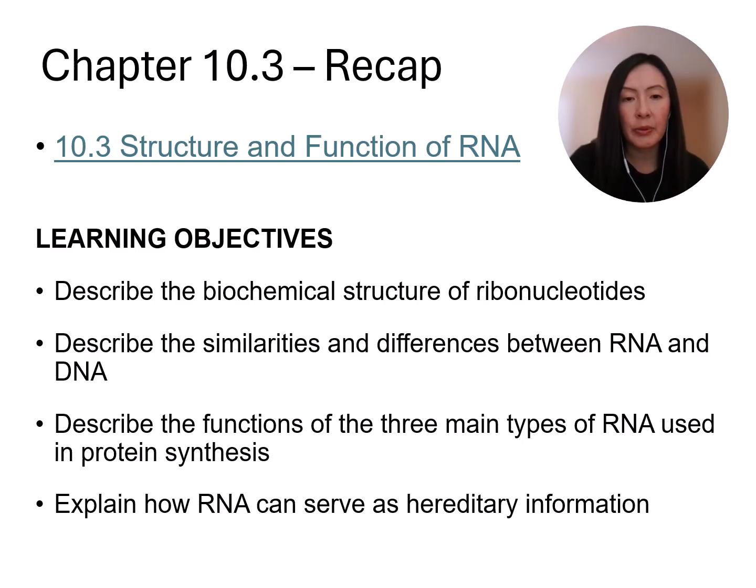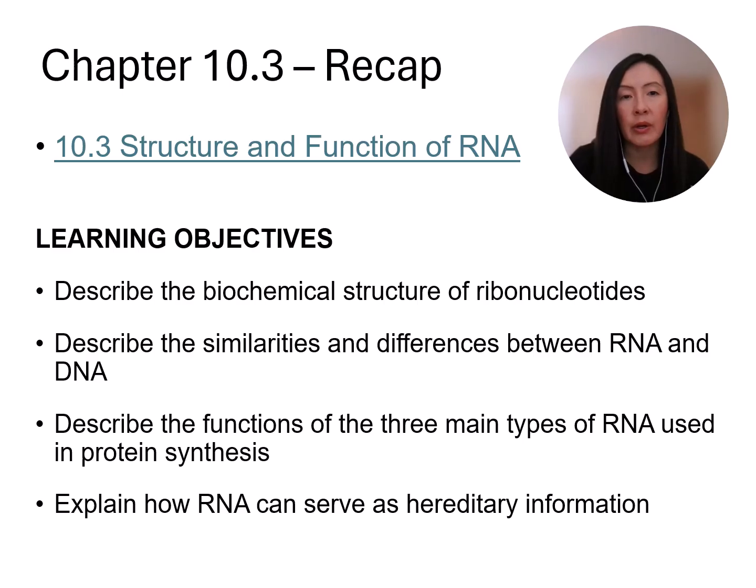For the third bullet point, functions of the three main types. So messenger RNA carries genetic information from DNA to ribosomes for protein synthesis. Ribosomal RNA forms the structural and catalytic core of ribosomes, and that catalyzes the peptide bond formation between amino acids. And transfer RNA brings amino acids to the ribosome and matches them to the messenger RNA codon through the anticodon found on the tRNA. And again, we're going to talk more about this in Chapter 11.